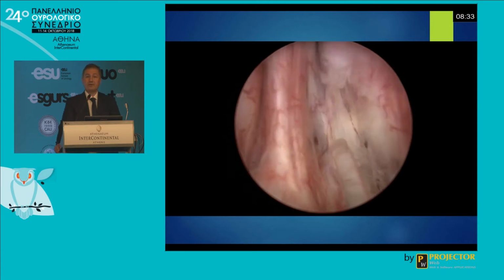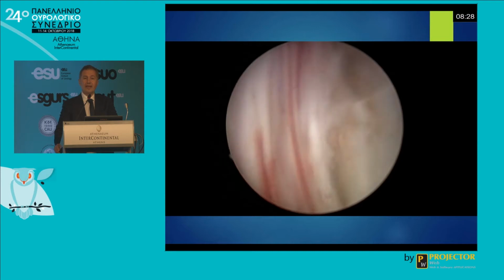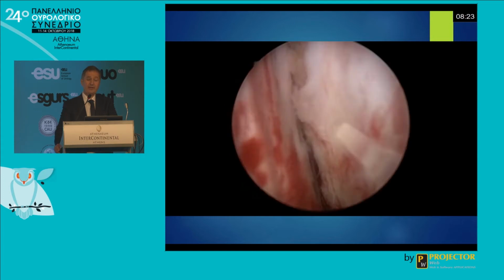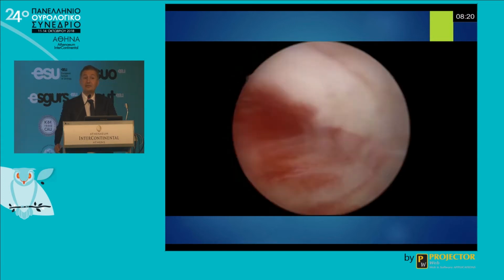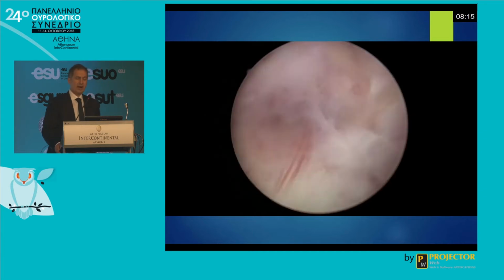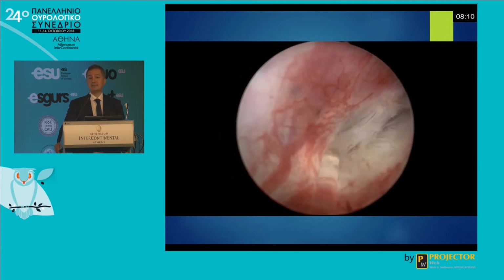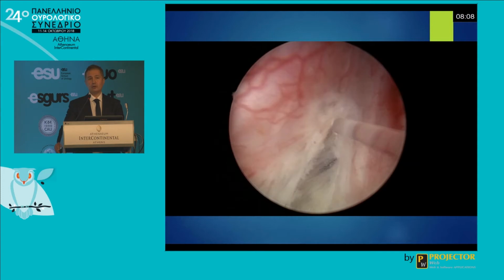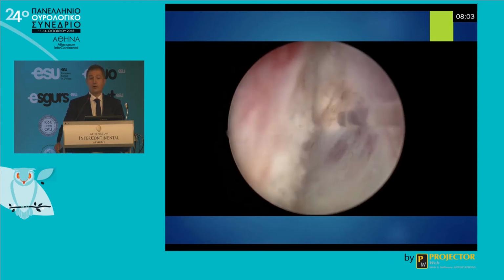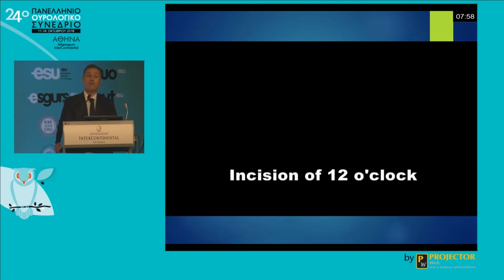I start, first of all, by seeing the ureteral orifices, and then do the incision between the lateral lobes and the median lobe. I'm using a 120 watt laser. It has two pedals. One is for coagulation, the other is for resection. For resection, I'm using 100 watts. For coagulation, I'm using 40 watts.